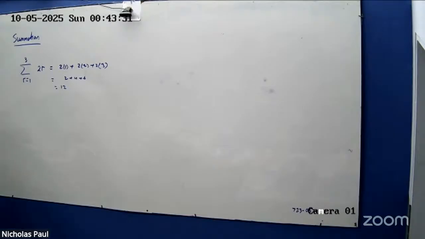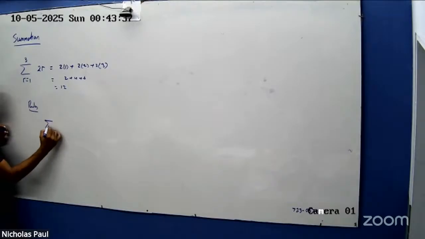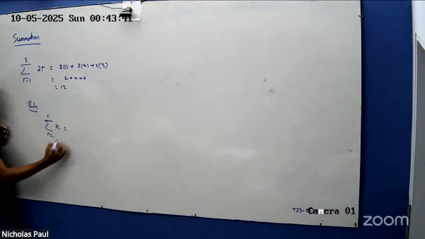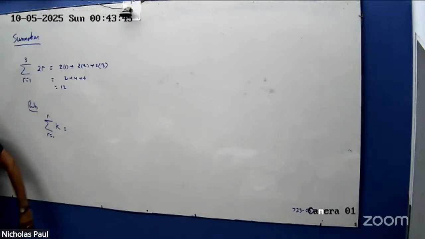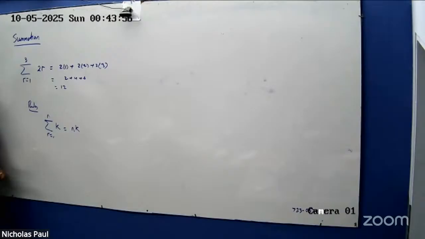All right, nice. So there are some rules I want you to remember. The first rule is if you sum R going from 1 to n of a constant, what is it equal to? If you sum a constant n times, what's the answer? It's n times the constant. So it will be nk. If you have 200 of this, it will be 200 pi.